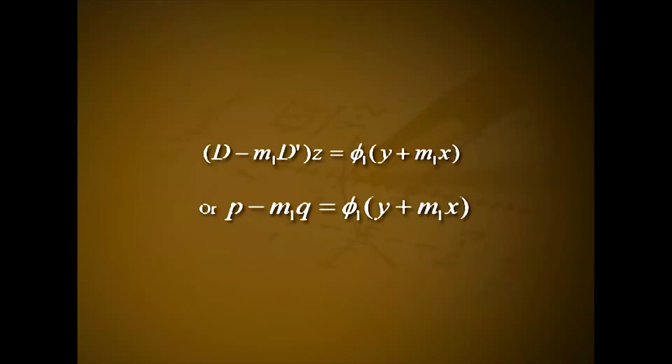Now consider (D − m1 D') whole square z is equal to 0. Let it be equation number 5. Let (D − m1 D') of z is equal to u. Let it be equation number 6. Therefore, equation 5 becomes (D − m1 D') of u is equal to 0. Let it be equation number 7. The solution of equation 7 is u is equal to φ1 of (y + m1x). Using this value of u in equation 6, it becomes (D − m1 D') of z is equal to φ1 of (y + m1x), or p − m1 q is equal to φ1 of (y + m1x). Let it be equation number 8, which is a Lagrange's equation.